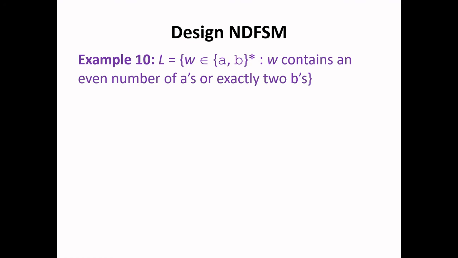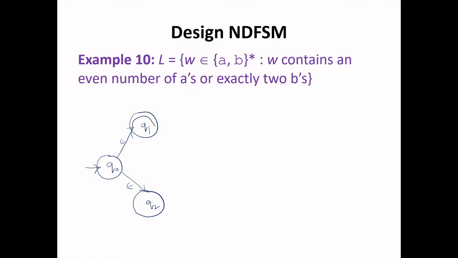from the initial state Q0, take two paths for both the sub-languages, Q1 and Q2, with epsilon transitions. Then from Q1, design for even number of A's.